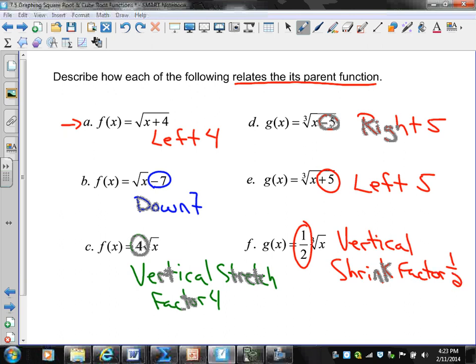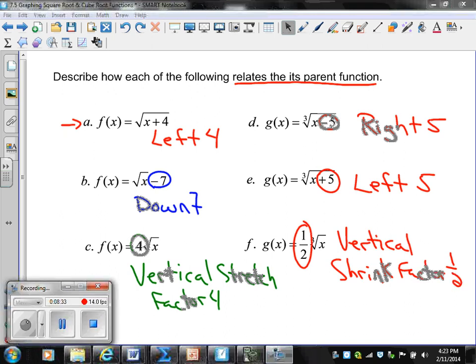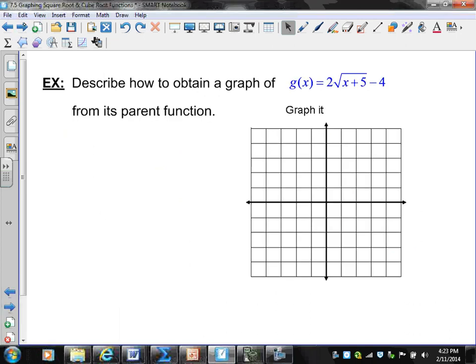So give yourself a little breather here. We're going to move on, and we're going to go ahead and describe how to get the graph of this function, g of x equals 2 times the square root of x plus 5 minus 4, from its parent function. And then we're actually going to go ahead and graph it. I'm going to graph this using transformations. So take a moment and talk about it: there are 3 transformations going on here. Can you list them and can you get them in the proper order?